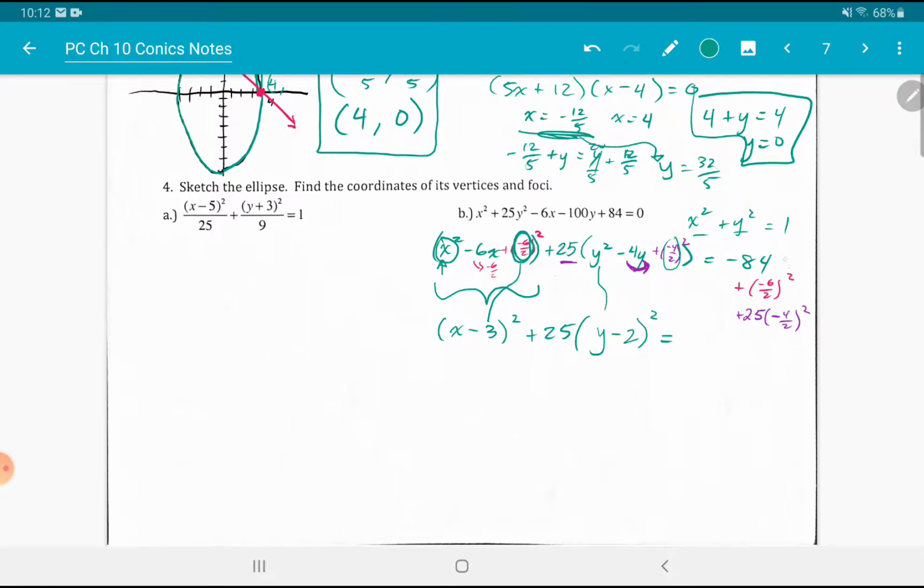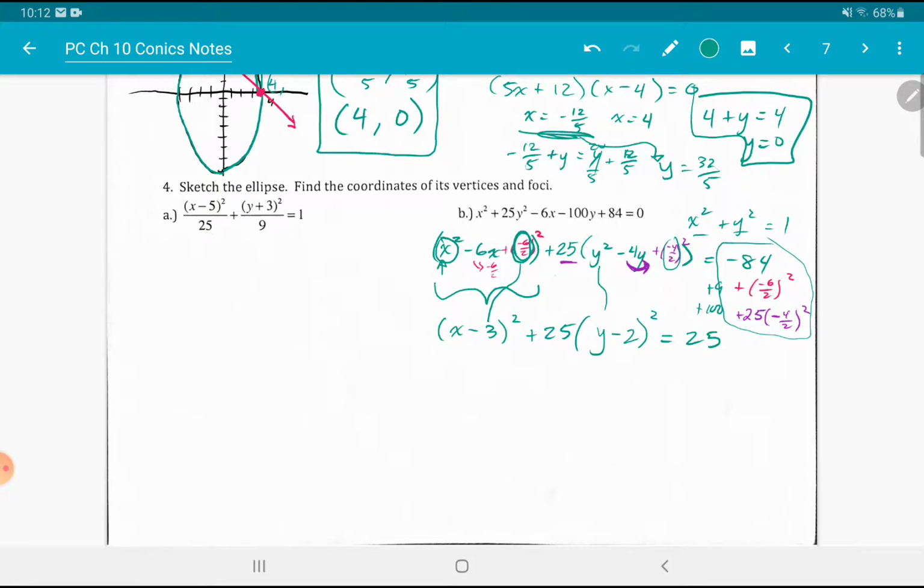Now let's add up what's going on the right side. Negative 84 plus negative 6 over 2, so negative 3 squared. That's like adding 9 to it. And then here we have negative 2 squared is 4, so that's really like adding 100 to it. If we do that, 100 minus 84 plus 9, we get 25. So there we go.